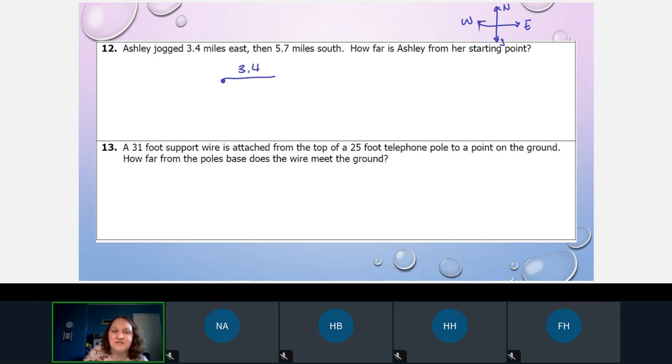And then for some reason, she's like, you know what? I'm tired of going east. We're going to go south now. So then she goes south 5.7 miles. So now Ashley is down here. She's a very talented jogger where she made an exact 90-degree turn. How far from her starting point is Ashley?